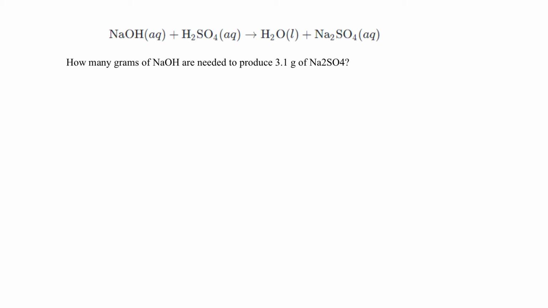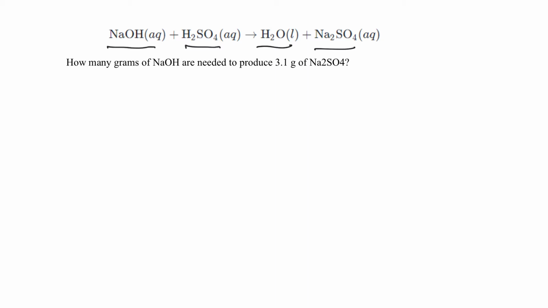Okay, in this video, I am going to go over how to do a couple of stoichiometry problems. Stoichiometry is that part of chemistry that tries to show the quantitative relationships between the reactants and products in a chemical reaction. And so you see we have this chemical reaction here: sodium hydroxide plus sulfuric acid, or hydrogen sulfate, produces water and sodium sulfate.